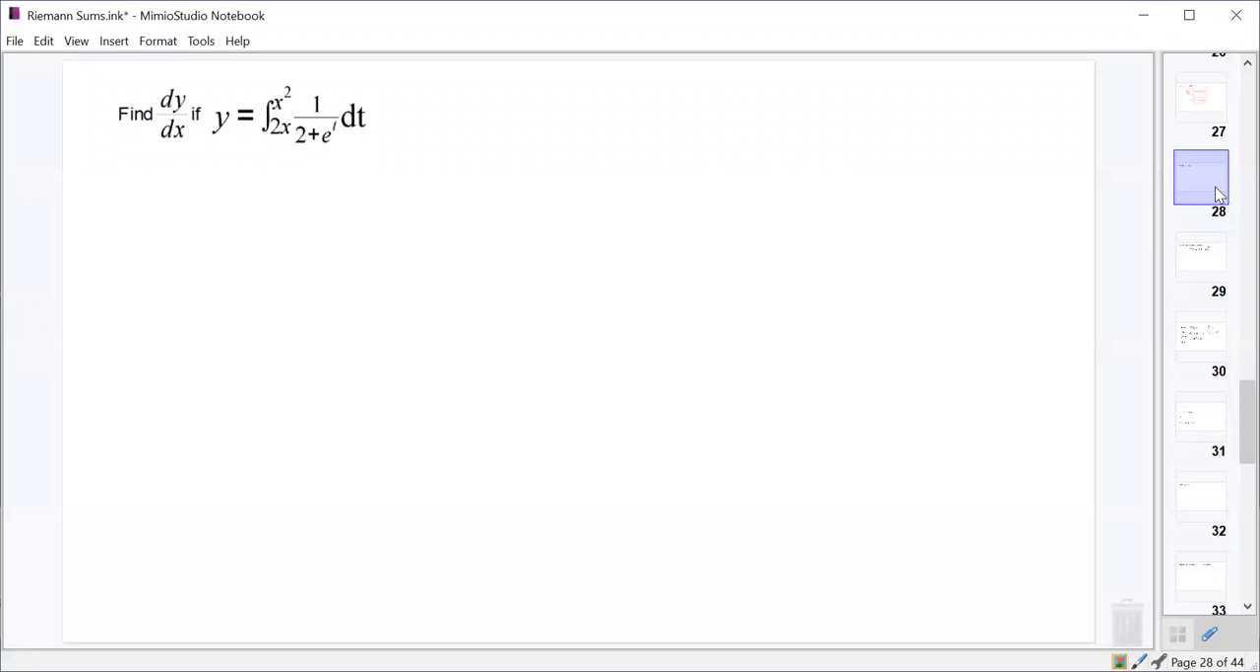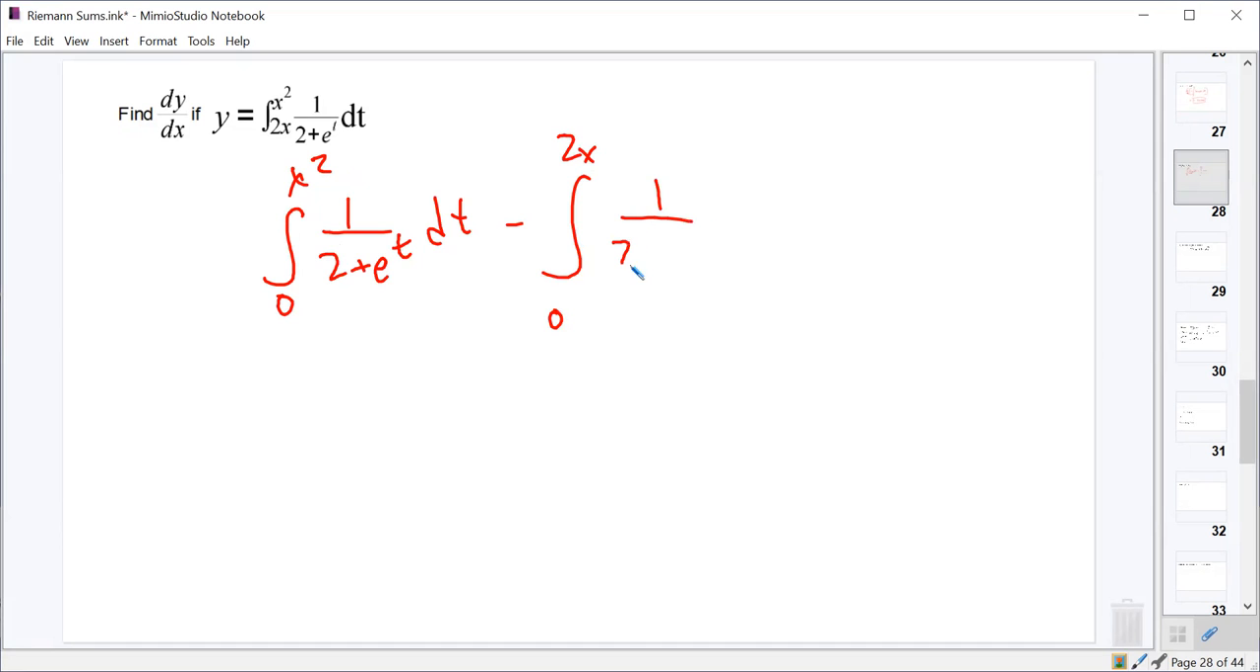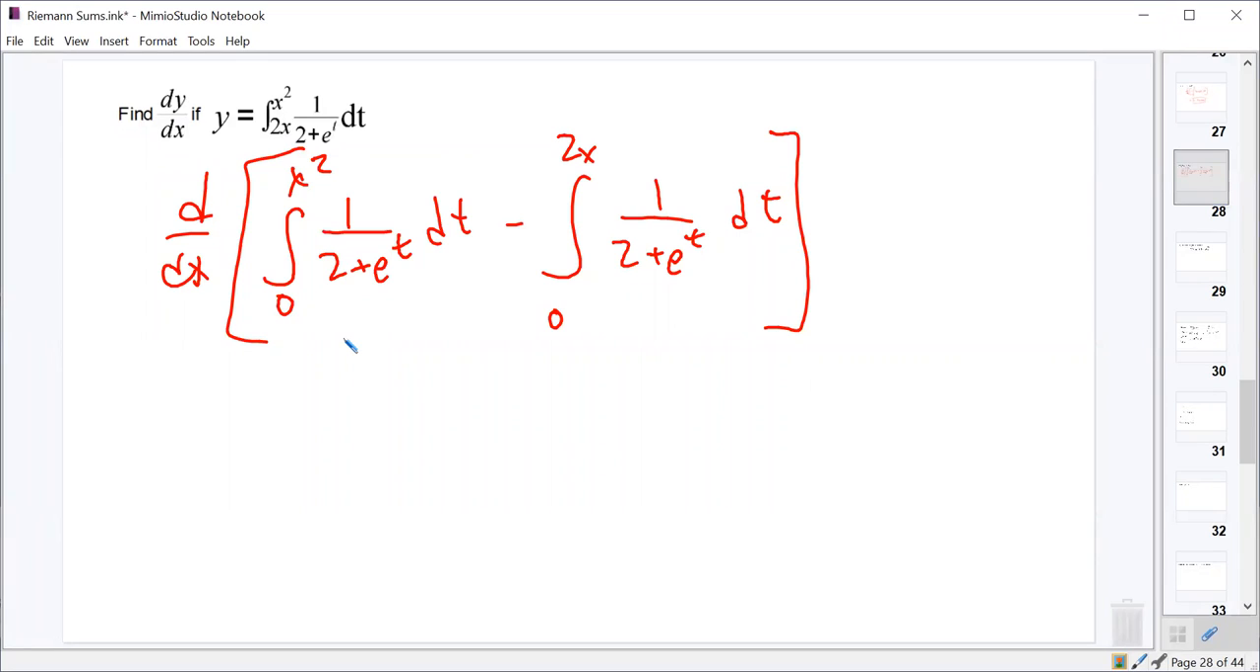Yeah, we can make it a subtraction. So choose any constant. We can call this now the integral from 0 to x squared of 1 over 2 plus e to the t dt minus the integral from 0 to 2x of 1 over 2 plus e to the t dt. It doesn't matter what constant you choose. Any constant is fine. And then we're going to take the derivative of this with respect to x. And what does that end up giving us?